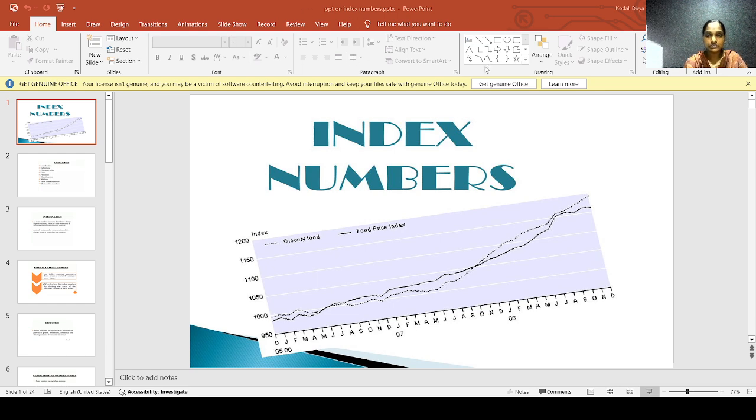Simple aggregate index number. It consists in expressing the aggregate price of all commodities in the current year as a percentage of the aggregate price in the base year. As we discussed earlier, we calculate the index number by finding the ratio of the current value to a base value. Current value is denoted as P1 and base value is denoted as P0, which comes under unweighted index numbers.